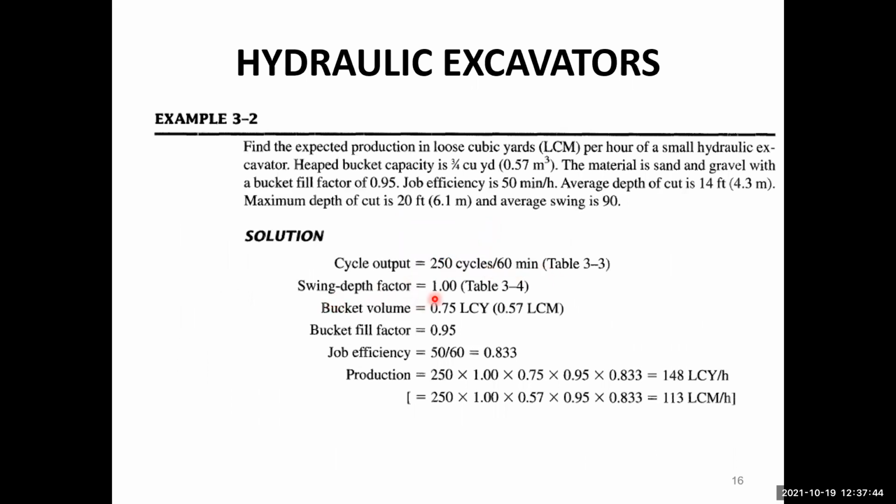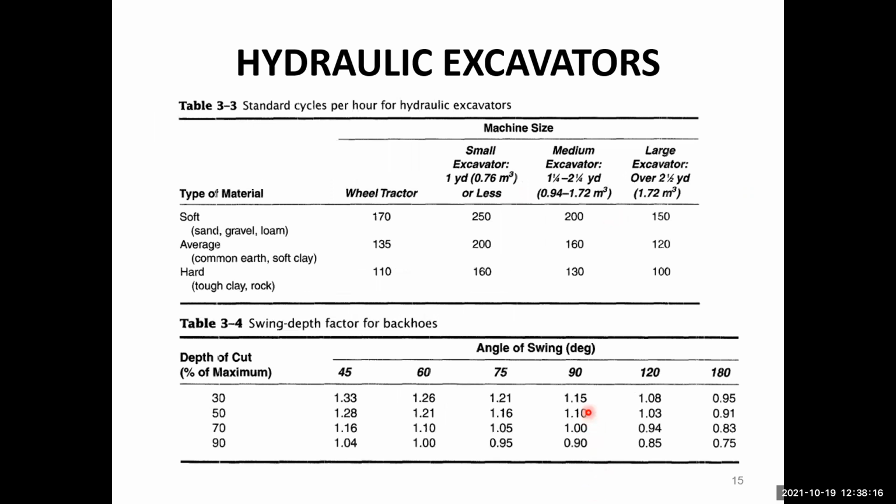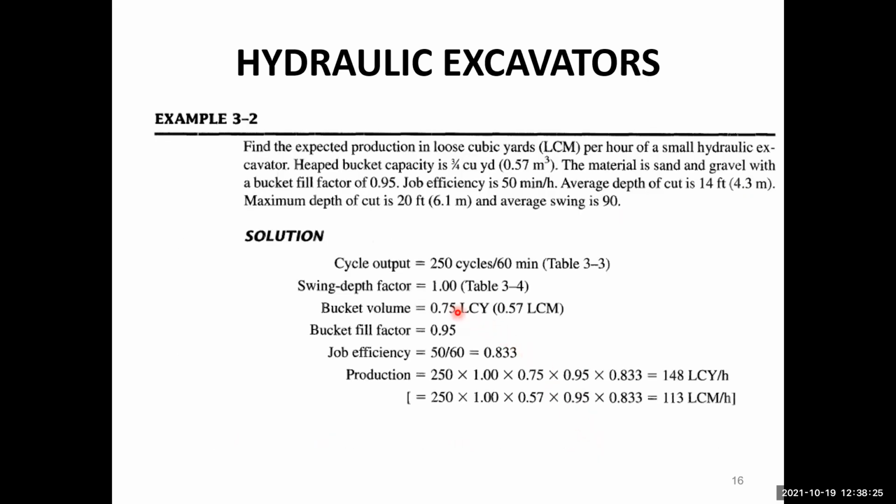The swing depth factor is 1. Why? Because that depends on the angle. For example, 4.3 divided by 6.1 is about 4 by 6, 0.67, about 70%. And then the angle of swing is 90 degrees. So from the 90 degree angle and 70%, it is about 1.00. So the swing depth factor is 1.